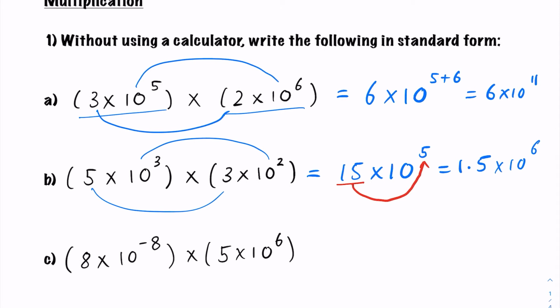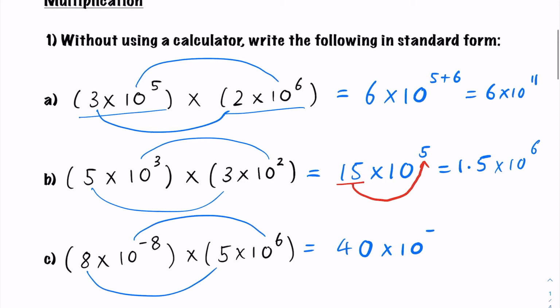Part C, so 8 times 10 to the negative 8 times 5 times 10 to the negative 6. In exactly the same way, 8 times 5 is going to be 40, and 10 to the negative 8 times 10 to the positive 6 would be times 10 to the minus 8 plus 6 is minus 2. And again we've got the same scenario as last time. That number at the beginning, 40, is greater than 10, so we're going to have to divide the 10 out of there, or move the 10 out of there if you like, and merge it in with these 10s we have here.